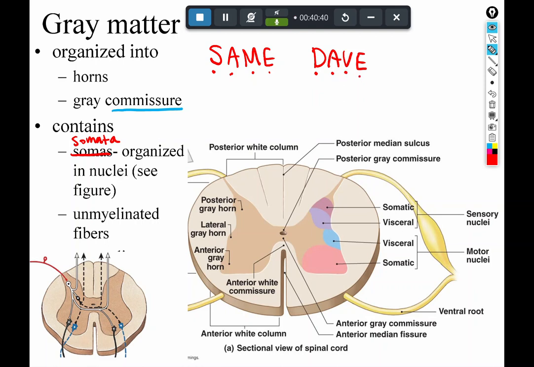So what that means is sensory information is coming into the spinal cord via the dorsal root, and therefore the dorsal or posterior gray horn is going to contain groups of neurosomata that are going to be responsible for receiving and processing sensory information. So this is what I mean by sensory nuclei. A nucleus in the central nervous system is a group of cell bodies and unmyelinated axons. And then we have somatic senses, so skin, proprioception, pressure, pain, temperature.